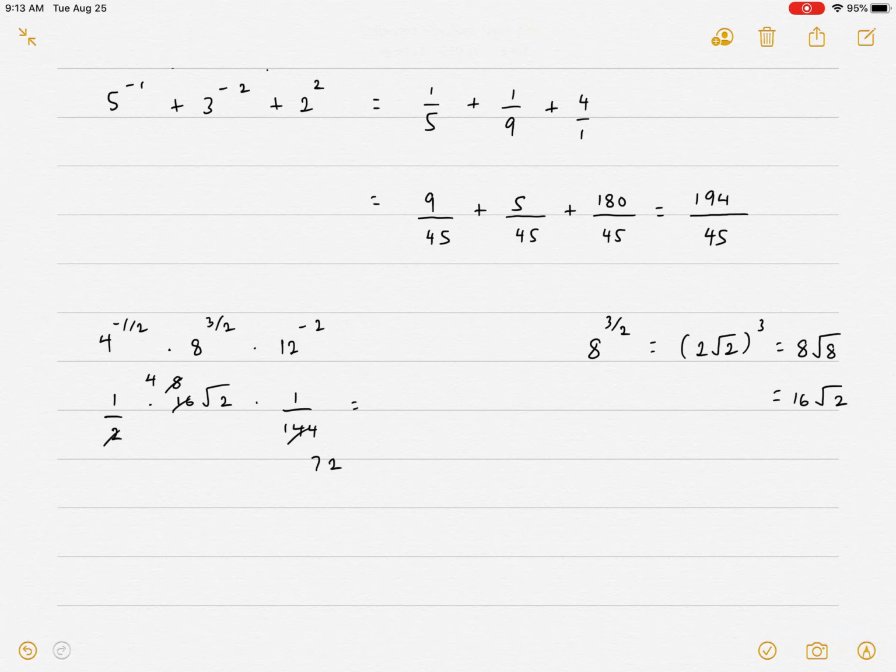And I can do that again. In fact, 4 goes into 72, 4 goes into 72 18 times. So on top, I have 1 radical 2, and 1, so that is the square root of 2. On the bottom, I have 18.